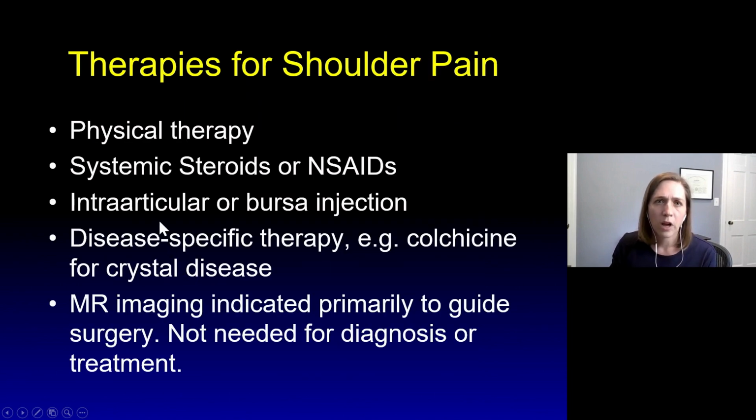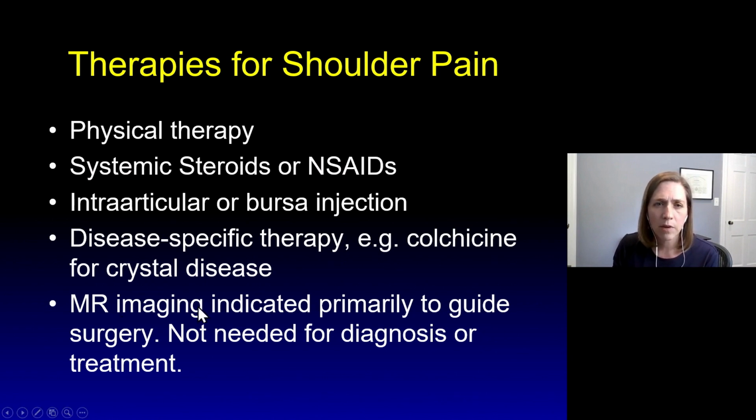So what can you do about shoulder pain? Physical therapy can be very helpful for healing some of these rotator cuff injuries. Systemic steroids are sometimes needed. Non-steroidals are available, oral and topical. You can also inject these areas. You can inject the joint, you can inject a bursa for pain relief. If there's a specific disease that's causing it, you want to treat that. For example, if it's a crystalline disease, maybe colchicine would be the right treatment.